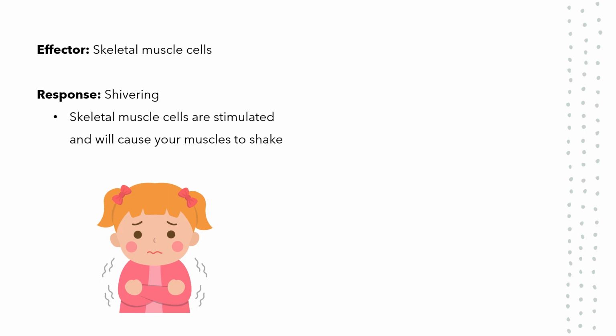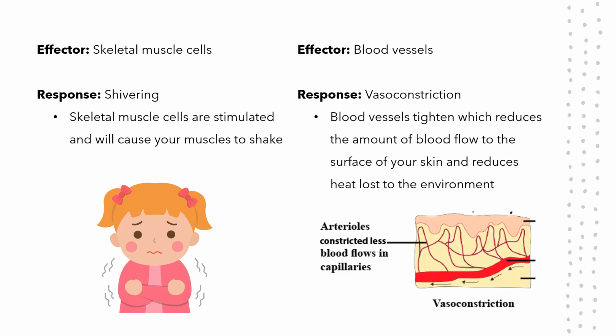Shivering is a really good example. So this is your skeletal muscle cells, or skeletal muscle, producing a response. So they are shaking, and this is shivering, and this is going to increase the amount of heat that your body is producing. Another one is blood vessels. We have vasoconstriction. Your blood vessels tighten. They reduce the amount of blood flow to the surface of the skin, and therefore reducing the heat lost to the environment. So in this first example with the skeletal muscles, we're increasing the amount of heat produced. And the second example, we are decreasing the amount of heat lost to the environment.